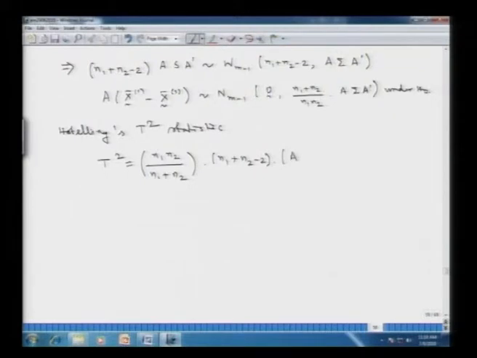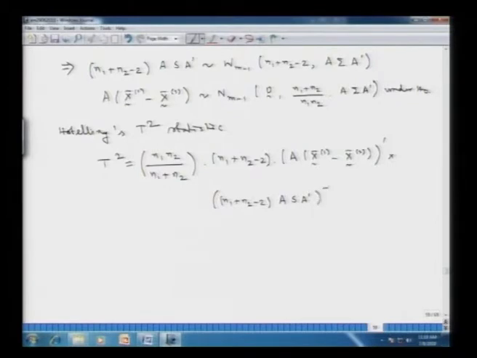So, the transpose of this is A x1 bar minus x2 bar, transpose of that. Now, that is multiplied by the inverse of the Wishart here, so that this is that n1 plus n2 minus 2, this entire term now is having that Wishart distribution.